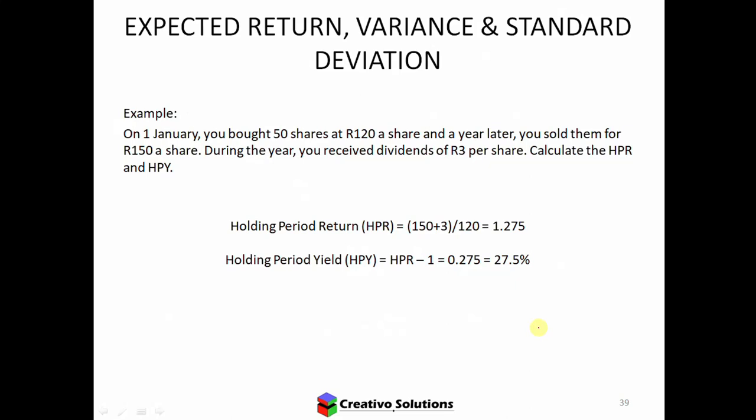Right, so there's an example for you all to try. Here we have example 1, which is looking at the 1st of Jan. If you bought 50 shares at 120 Rand per share, and a year later you sold them for 150, what would the holding period return be? Right, so obviously you bought 50 shares. Okay, they also tell you that you received dividends of 3 Rand per share. So if we use those equations, okay, if we calculate the holding period return, you're going to get 1.275.